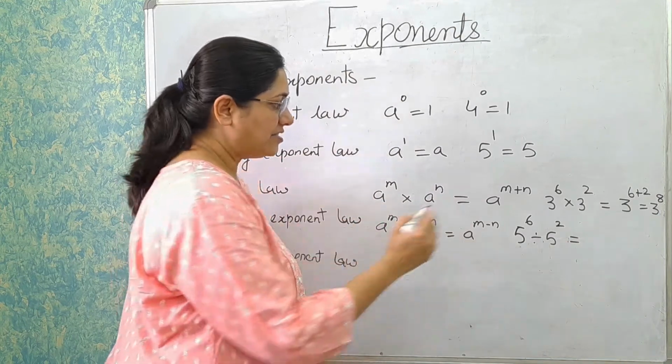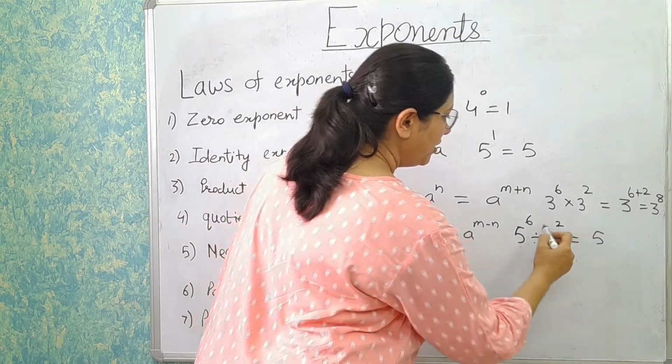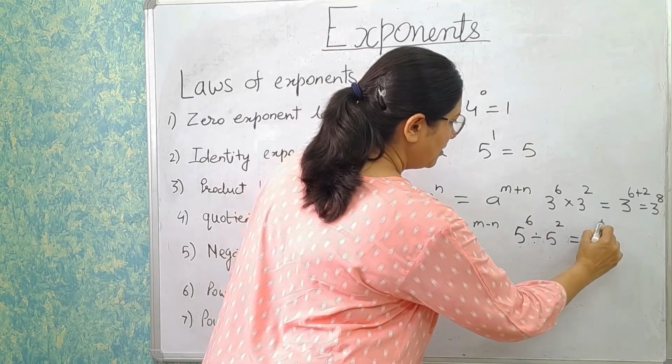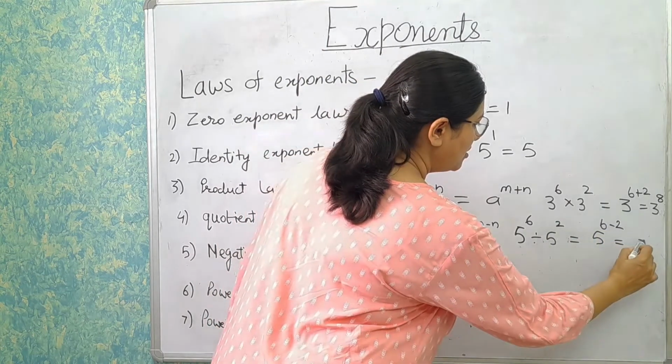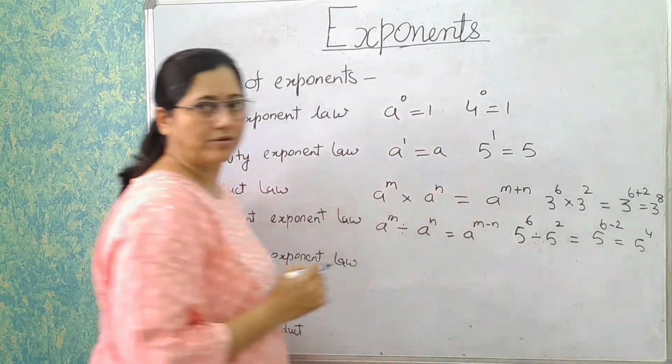So again bases are same, so I just have to write 5 and now I will subtract the exponent. 6 minus 2, so answer is 5 raised to the power 4.